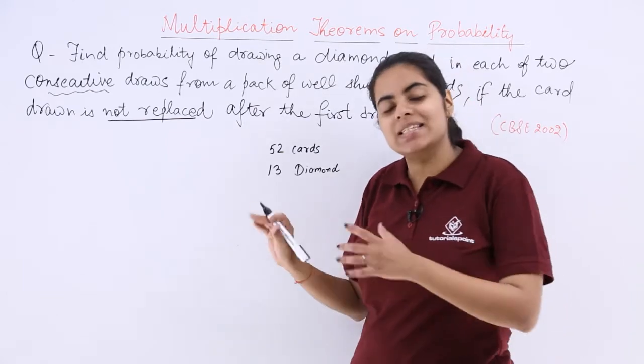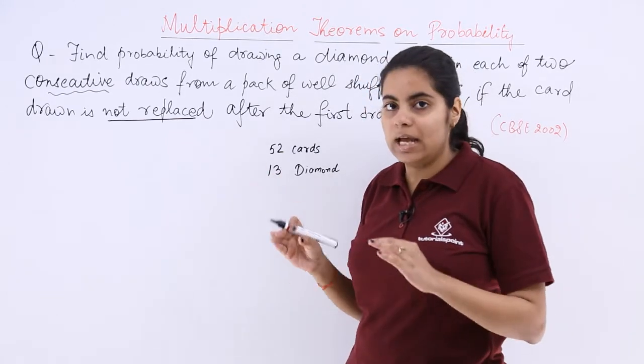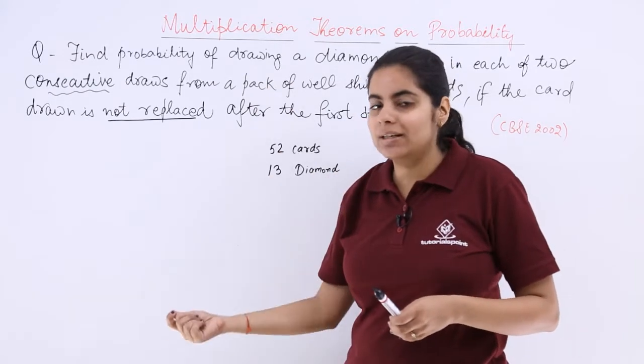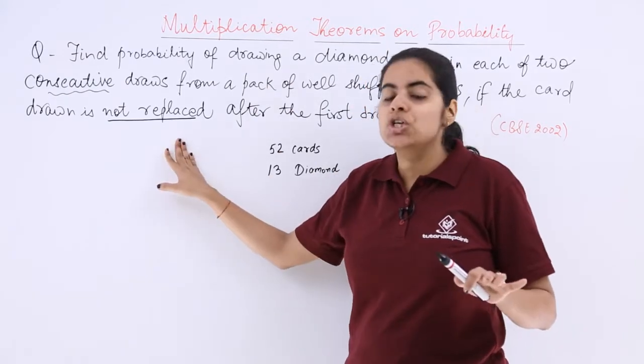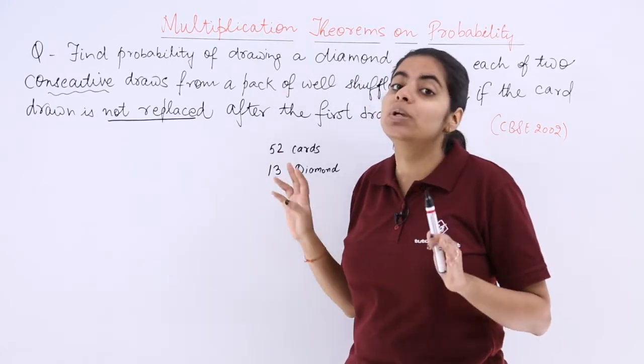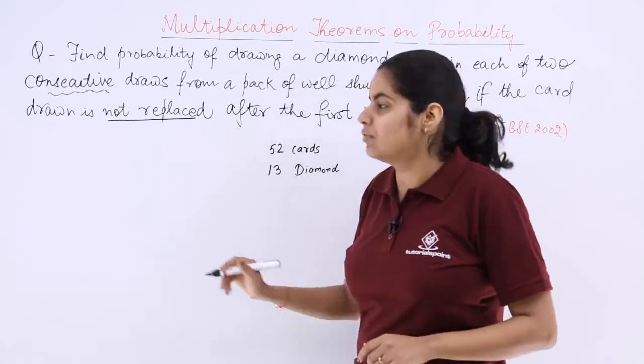So just taking out one of these diamond cards, what happens is when you have taken out one card, that has not been replaced. So now left out cards are 51 out of the total, and out of the diamond only 12 are left. This is the funda of this question.